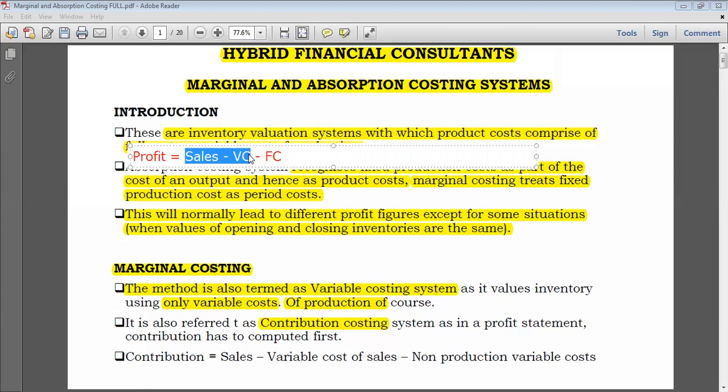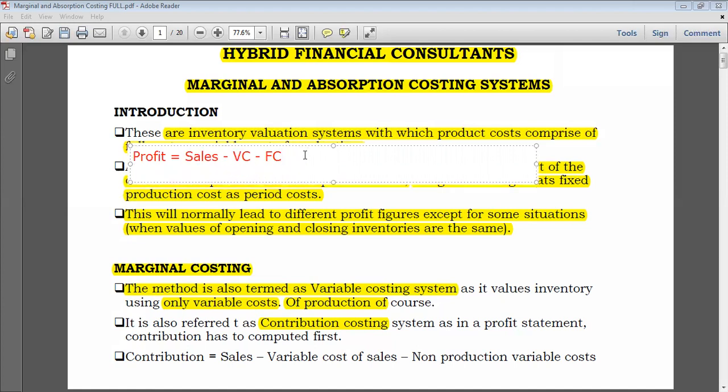You could ask yourself, where did this term come from? Why do I call it contribution? We call it contribution or contribution margin. Why this term?